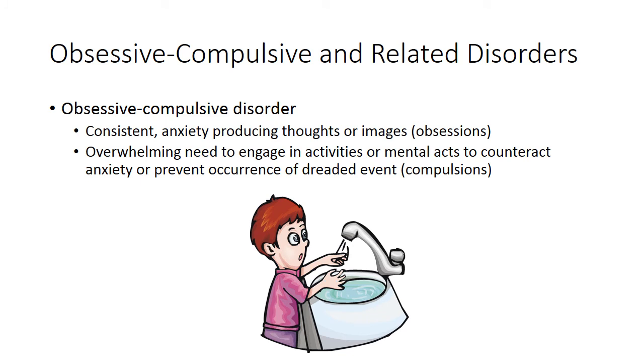Another category of anxiety disorders includes the obsessive-compulsive and related disorders. In obsessive-compulsive disorder, there are consistent anxiety-producing thoughts or images, the obsessions. Now, these thoughts are intrusive, unwanted, and distressing. There's also an overwhelming need to engage in activities or mental acts to counteract anxiety or prevent the occurrence of some dreaded event. These are the compulsions, the actions.